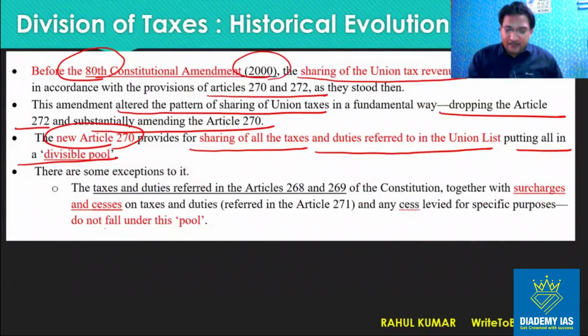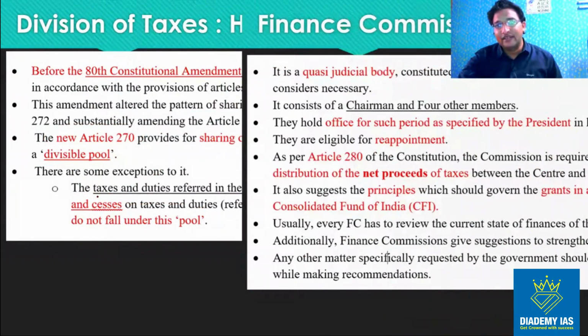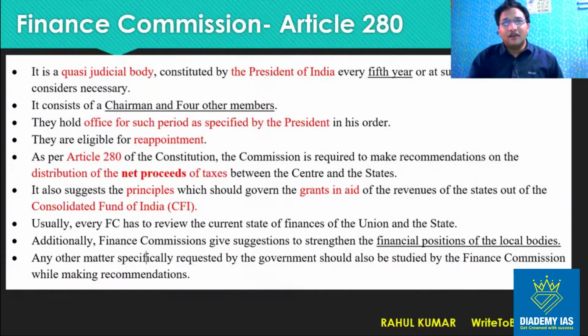So you can see there are some exceptions. That is surcharge and cesses, right? They are not part of the pool. About the finance commission, it is a quasi judicial body which is constituted by the President of India every 5th year.